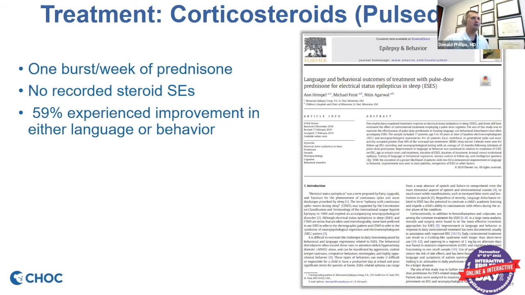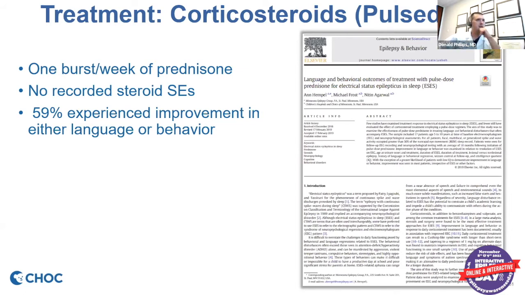One paper that came out a few years ago from Minnesota looked at using pulsed dose steroids instead. So continuous steroids every day are typically the way we do it. Pulsed dose steroids are typically 1 or 2 doses a week. So on every Monday, we give a big pulse, and then the rest of the week, nothing.